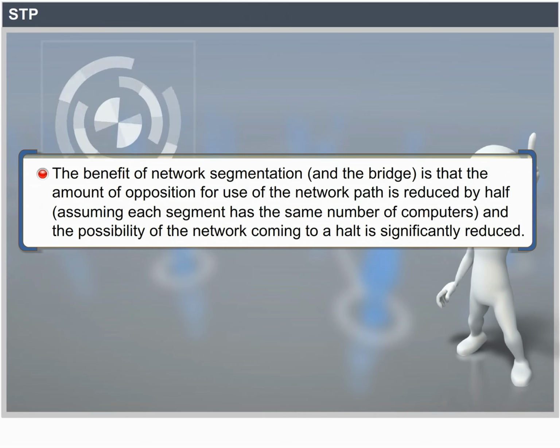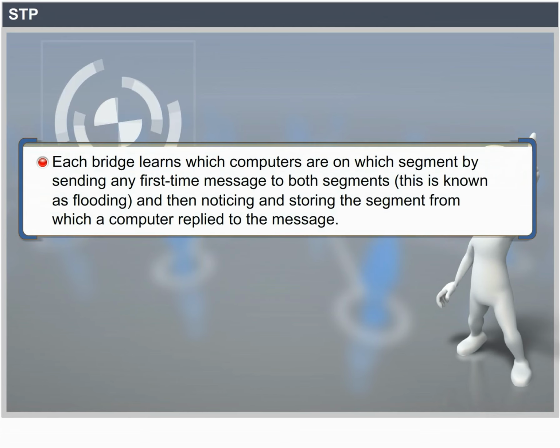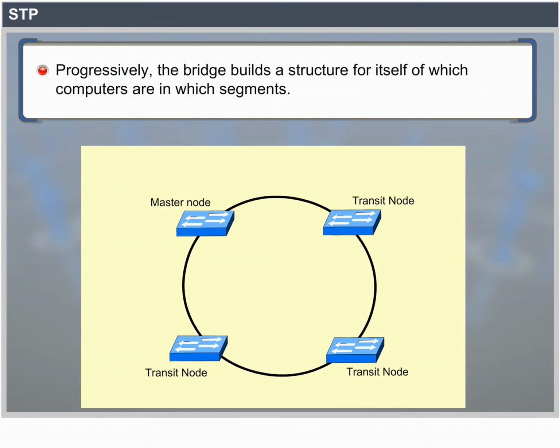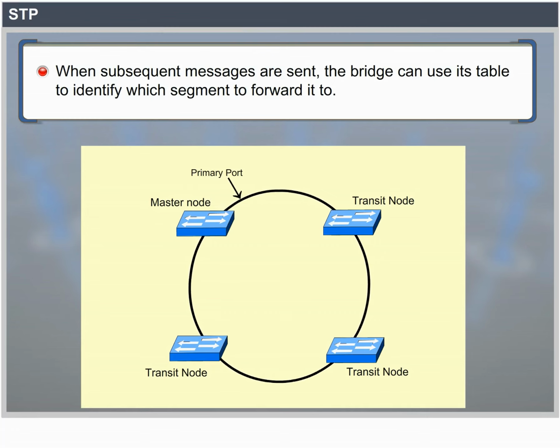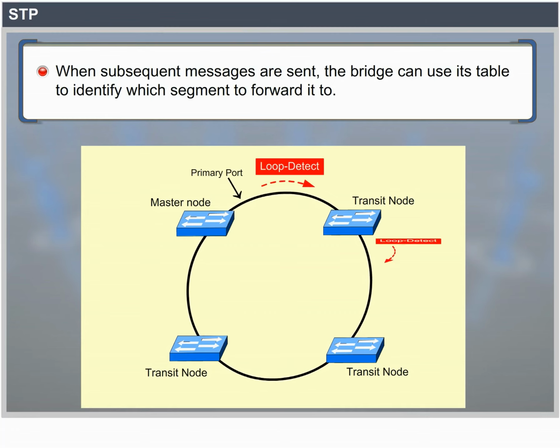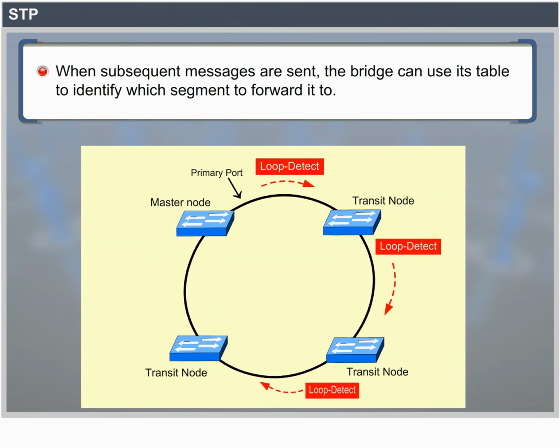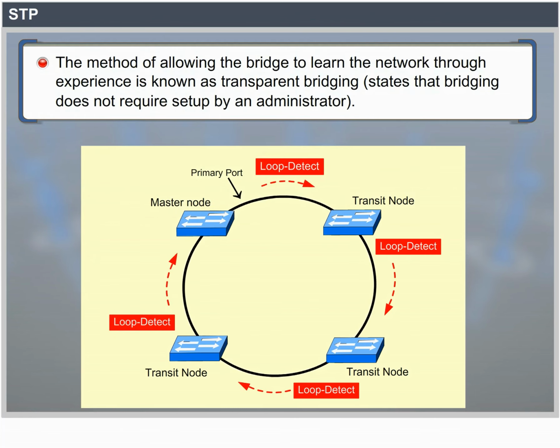Each bridge learns which computers are on which segment by sending any first-time message to both segments. This is known as flooding, and then noticing and recording the segment from which a computer replied to the message. Gradually, the bridge builds a picture for itself of which computers are in which segments. When subsequent messages are sent, the bridge can use its table to determine which segment to forward it to. The approach of allowing the bridge to learn the network through experience is known as transparent bridging (meaning that the bridging does not require setup by an administrator).